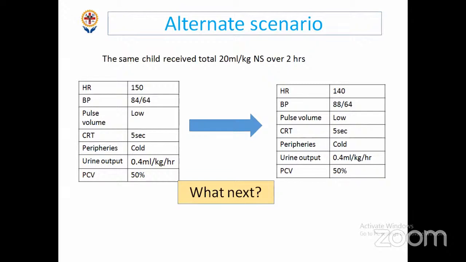So we'll slightly change the scenario. After the initial 10 ml per kg bolus, these are the vitals now. Your heart rate improved with the fluid bolus, your BP is maintaining borderline, and your pulse volume is okay, still on the lower side. CRT is still 5 seconds, peripherals are cold, urine output is still low, and your PCV is staying the same. You have given a 20 ml per kg bolus and you have already seen the vitals. So what do you want to do now?